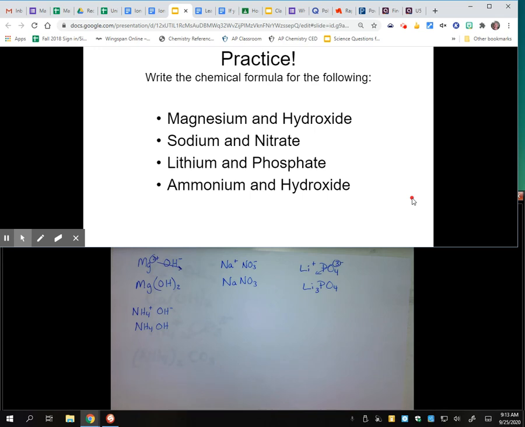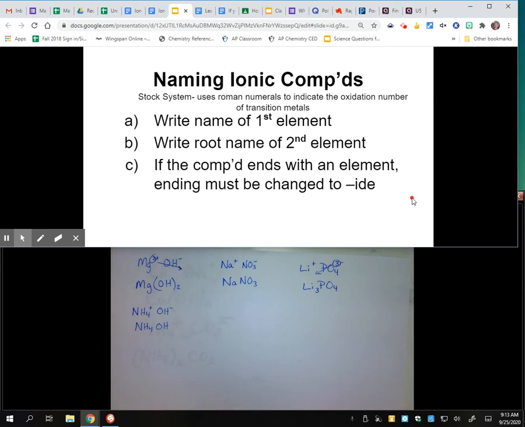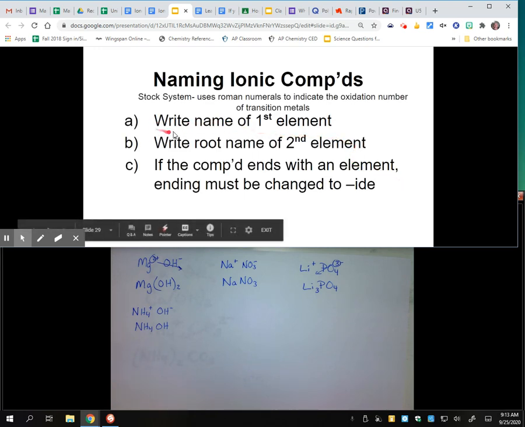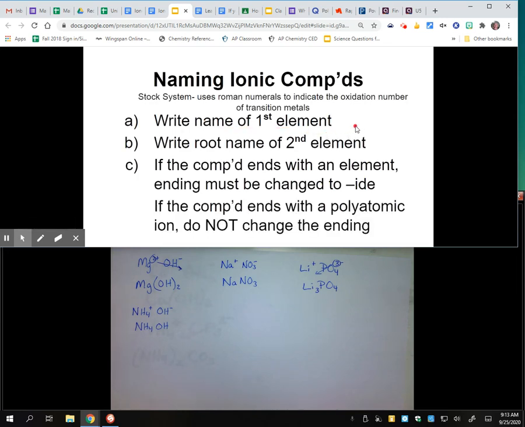Now, naming ionic compounds that involve the polyatomic ions is actually easier than naming them ending in an element. With an element, what we had to do is write the name of the first element, then write the root of the second element, and then add IDE at the end. Well, the same thing applies to compounds with a polyatomic ion, or at least the first step. You write the name of the first element, and then if it ends in a polyatomic ion, you don't change the ending. You basically just name the polyatomic ion.